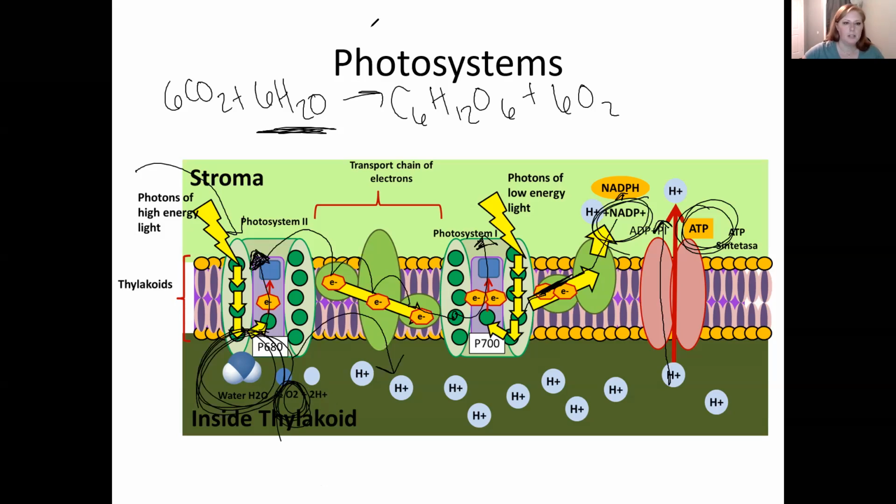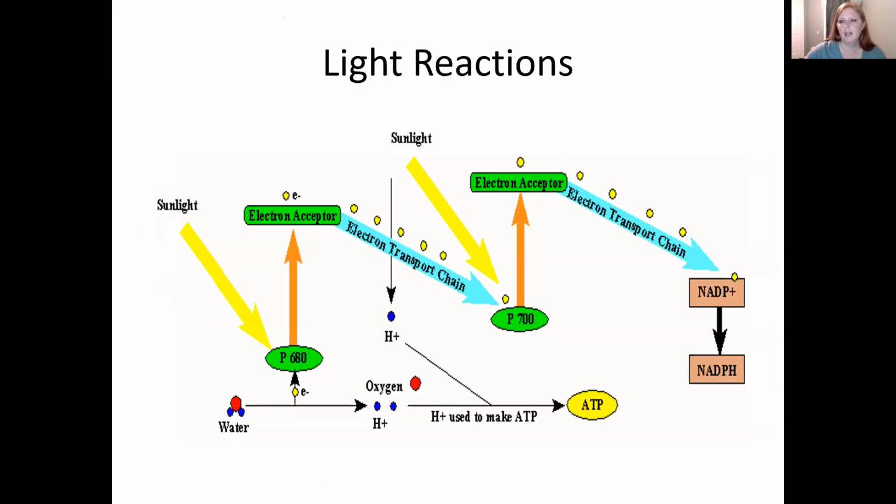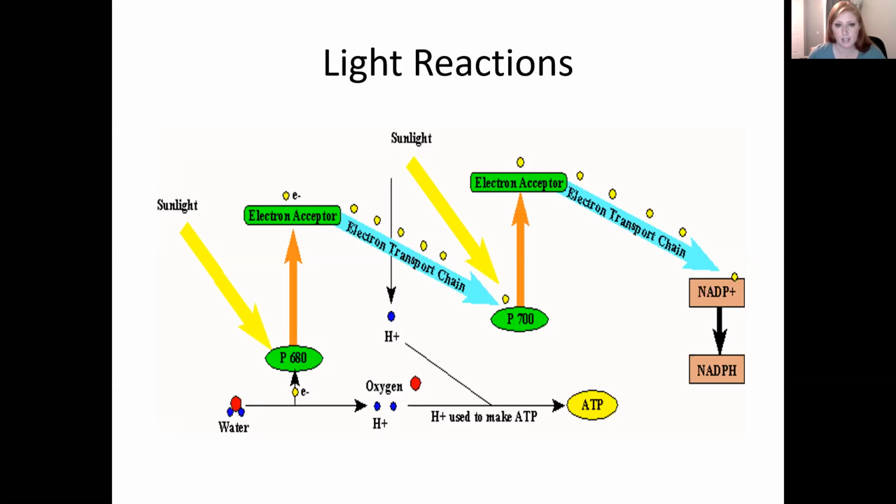All right, let's look at the Calvin cycle. So again, we're going to take our NADPH and our ATP and we're going to go to the Calvin cycle. This is another slide, kind of just another representation of the crowded slide I just showed you. Again, it's showing how the light reactions work.